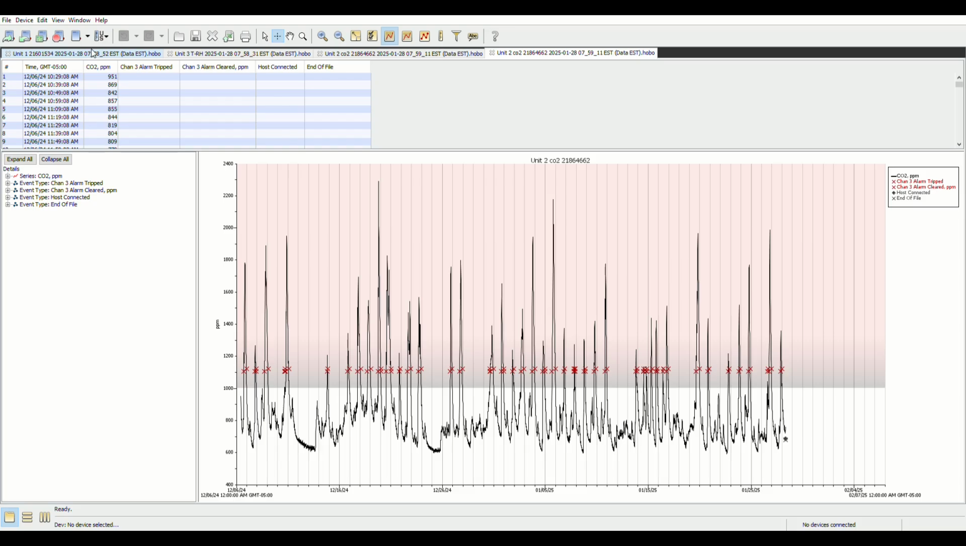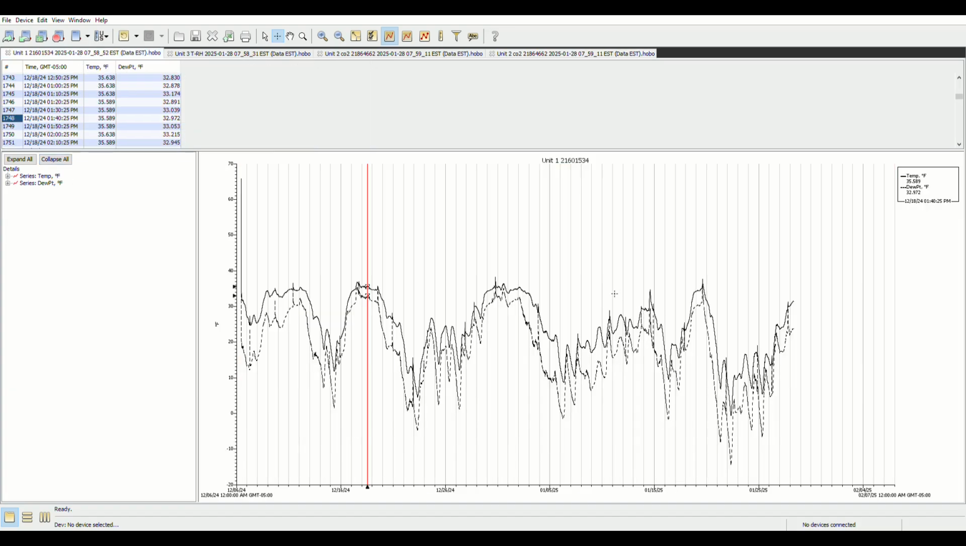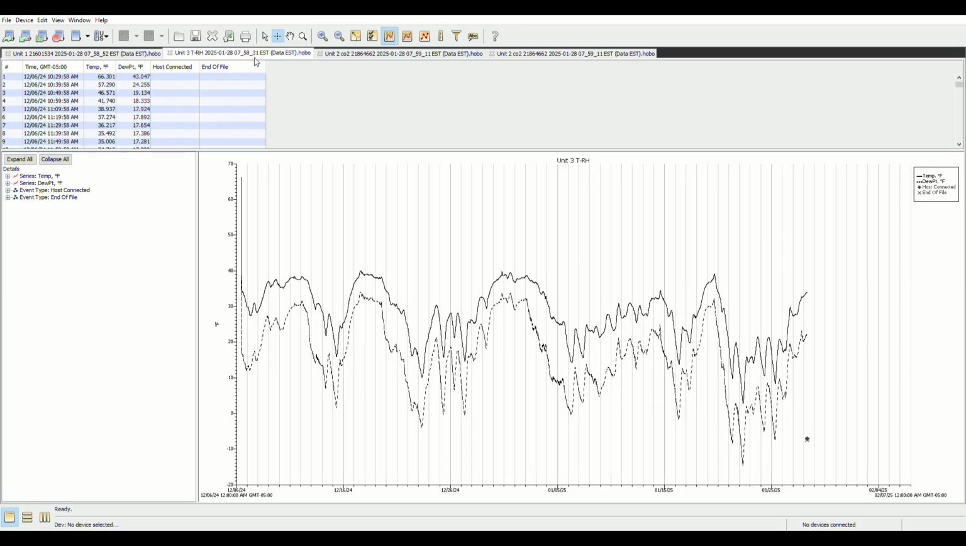Today is January 28th. I went out and collected the data loggers from the ventilated knee wall unconditioned attic, and I've got 3 sensors here. So this one, unit 1, was placed at the sheathing in that space, so this should be the worst condition. Unit 3 looks very similar, but it was placed near the knee wall, which was closer to the conditioned area, so it's a little bit warmer.